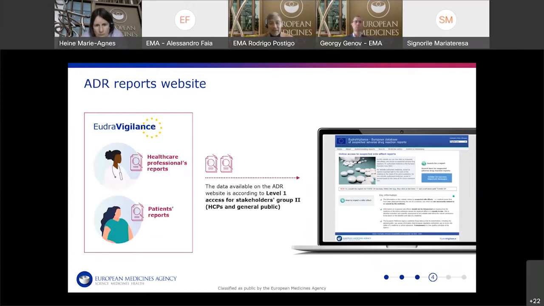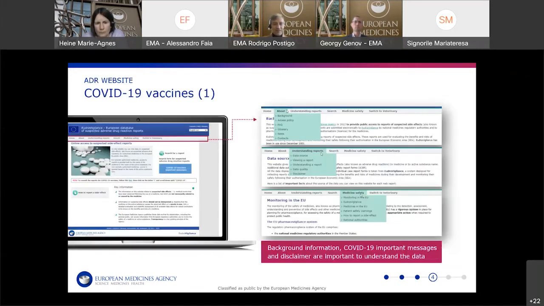So if we have understood this, now we are ready to understand that the ADR reports website makes the data available according to level 1 access for stakeholder group 2, who are the healthcare professionals and the general public. So all of those cases that we have collected from the patients and from the healthcare professionals will be available through the ADR website. And by now, I guess you all perfectly know how to get to the page where the COVID-19 vaccines are displayed, so I'm not going to explain that.